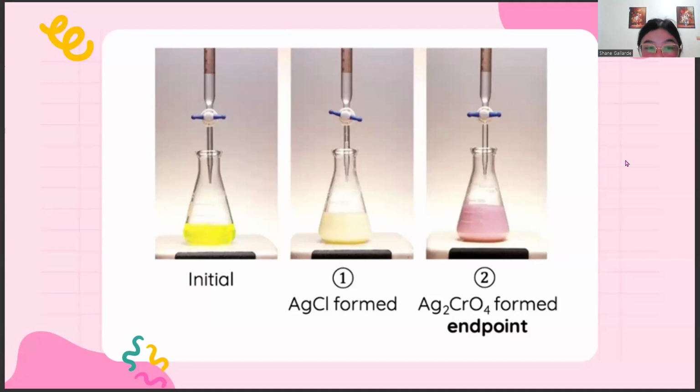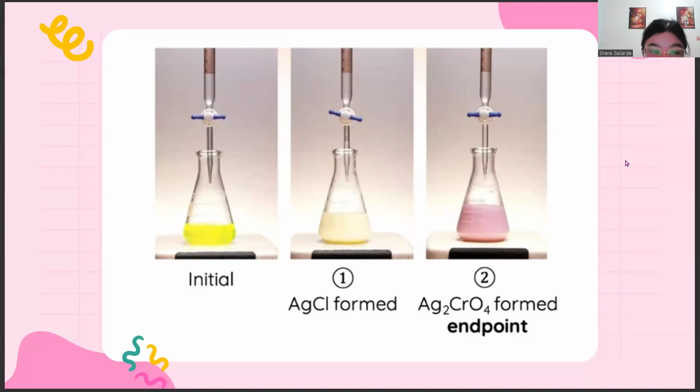So when we observe the precipitate, that is the sign that we close the stopcock of the burette to stop the addition of silver nitrate. So the formation of silver chromate precipitate is used as an endpoint of this precipitation titration method.